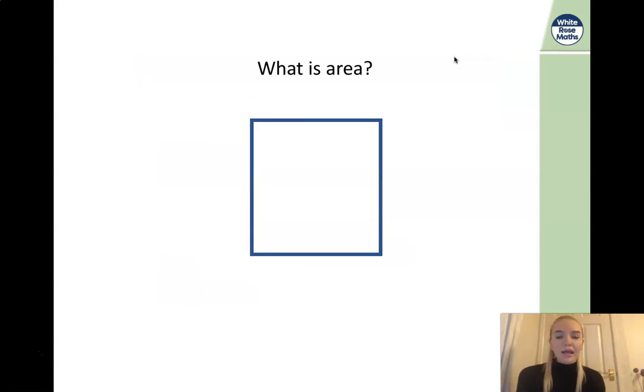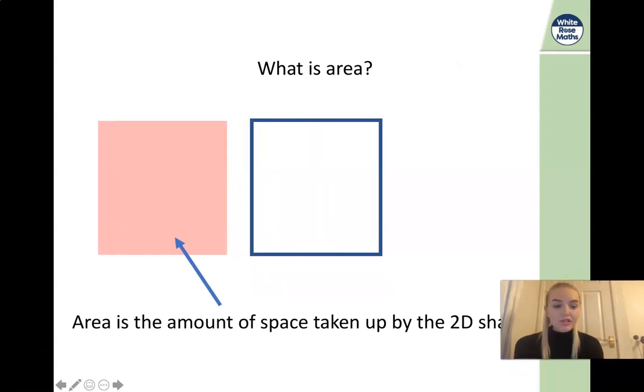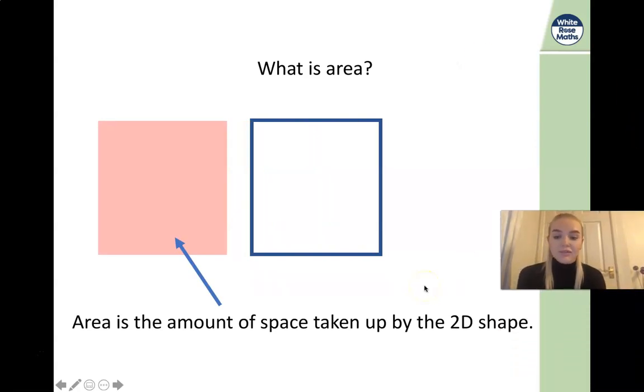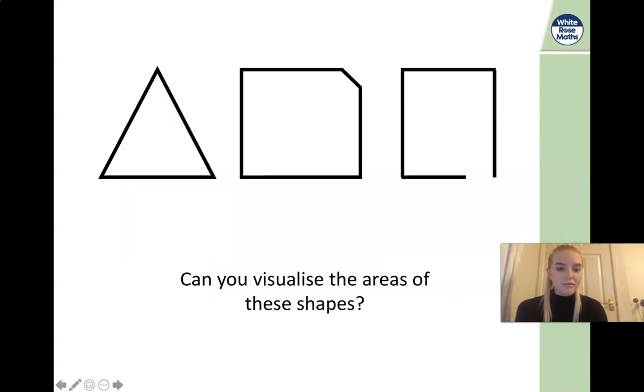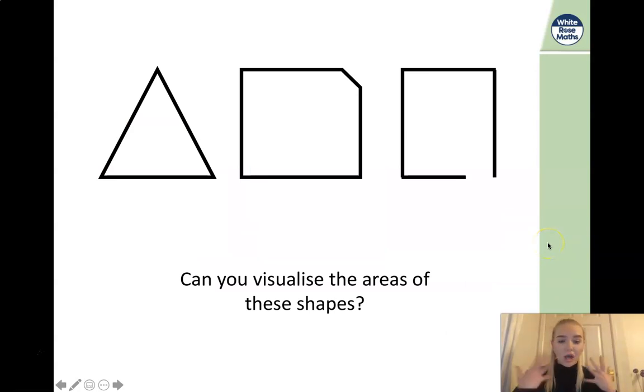So here we have a square. It's a 2D square. We know this because it's flat. Now, inside the square is its area. And if we take this square outside, that is its area too. So area is the amount of space that's taken up by the 2D shape. Let's have a look at some more examples. We could see the areas of these shapes.